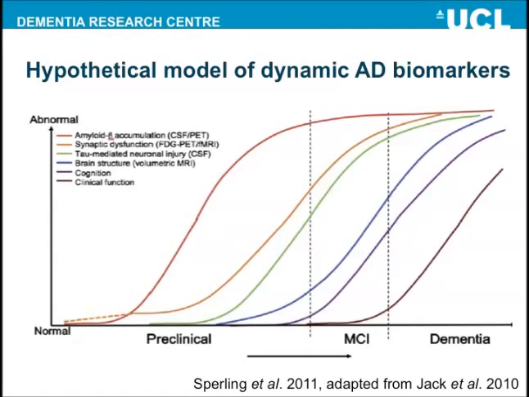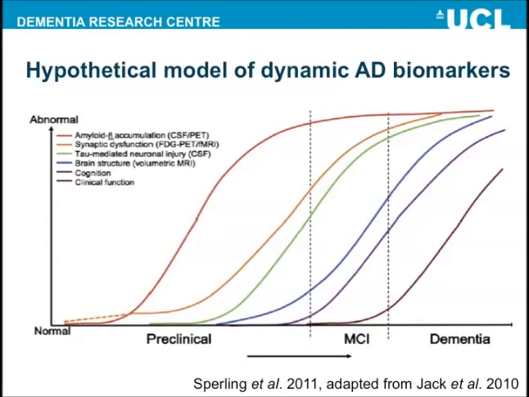So that's one way in which I think imaging is important. The other way I wanted to talk about was in better understanding preclinical Alzheimer's disease. So this is a hypothetical model, a predicted model of how scientists think Alzheimer's disease markers may evolve over time. There's now quite a lot of evidence that there's a long phase during which pathology accumulates before the onset of symptoms. So that's the preclinical phase.